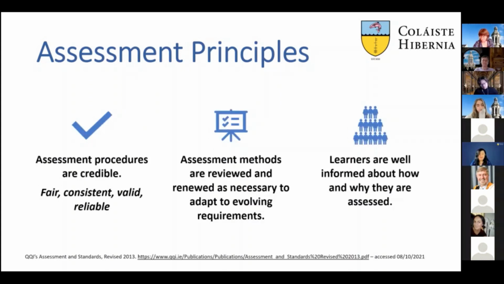Our fourth principle is that assessment procedures are credible. So this includes that the assessment is fair, consistent, valid, and reliable. And QAI set out that a fair assessment should be unbiased. No particular person or group should be unfairly advantaged or disadvantaged. So when we're designing an assessment, we need to consider, does the design offer an even playing field to all students? Or will students, for example, on a particular type of placement or with access to particular IT tools, be advantaged in undertaking the assessment?